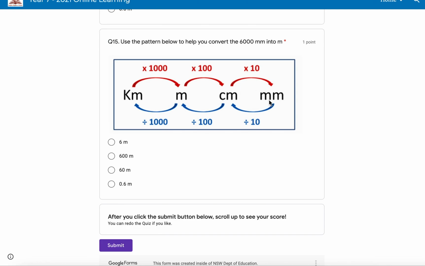We've got 6,000. We need to divide by 10 to get to centimeters. So dividing by 10, 6,000 divided by 10 will give us 600 centimeters. But then we want to get to meters. So we need to also divide by 100 again, okay? So we've got 600 centimeters. 600 divided by 100 is 6. Okay, so we needed to do two operations. We needed to divide 6,000 by 10, and then we needed to divide our answer by 100. And we end up with 6 meters. Okay, so that's the end of the quiz.